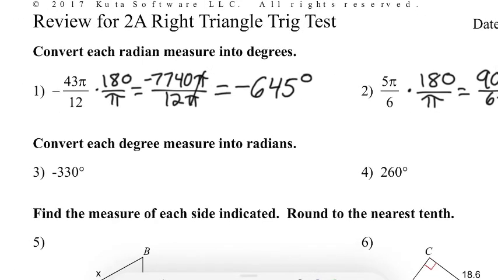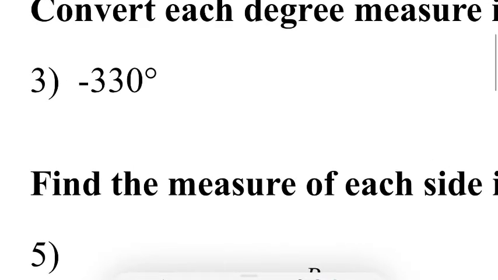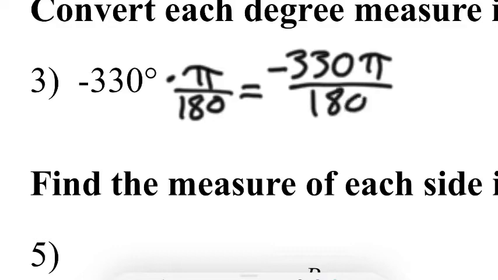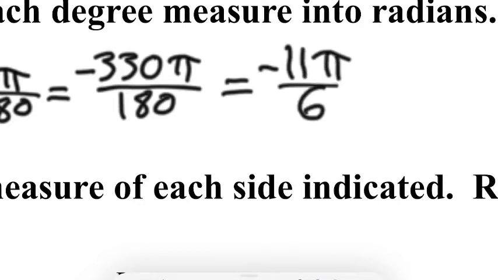3 and 4, you're converting your degrees to radians. So you need to multiply by pi over 180. Multiplying straight across, you get negative 330 pi over 180. You simplify and you get negative 11 pi over 6.